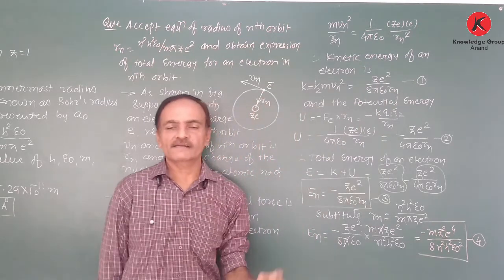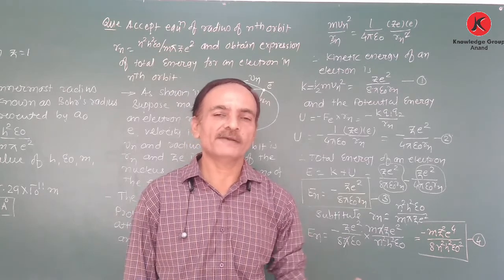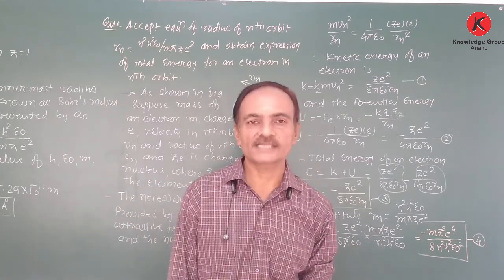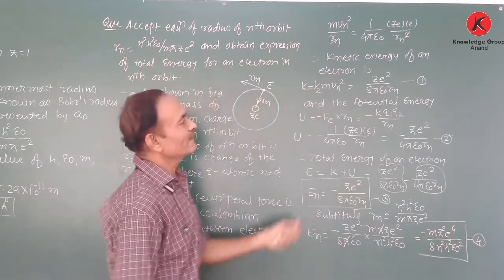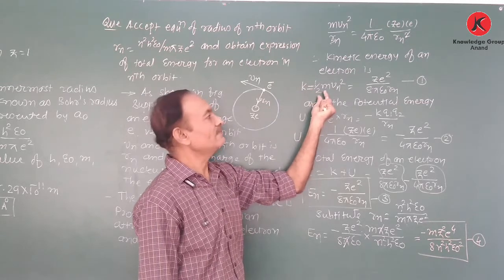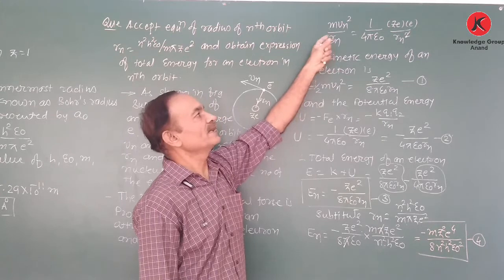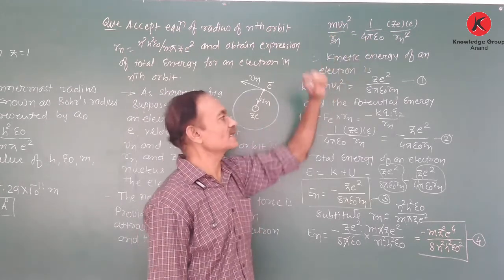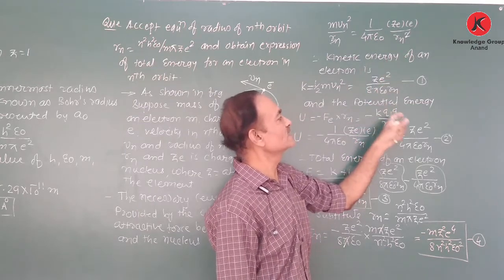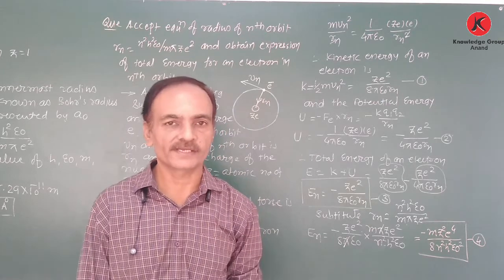Now we require the equation of the total energy of an electron. Therefore, total energy of an electron is equal to the addition of kinetic energy plus potential energy. For that purpose, the kinetic energy of an electron is half mv_n square. We substitute the value, or we multiply both sides by half of this equation. Therefore, Z square upon 8 pi epsilon 0 Rn. That is the kinetic energy of an electron in nth orbit.